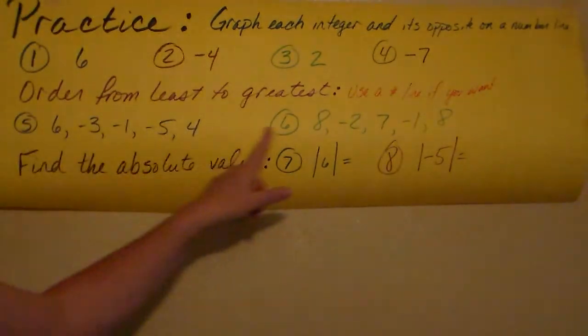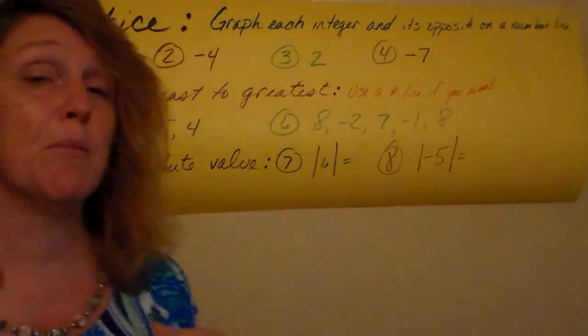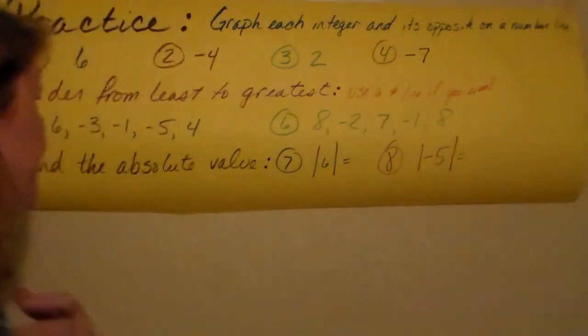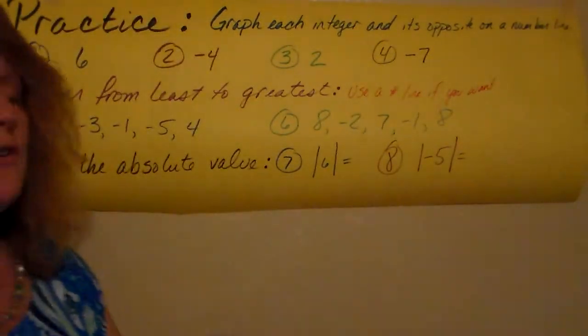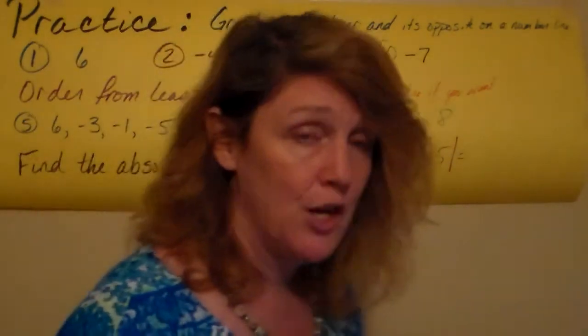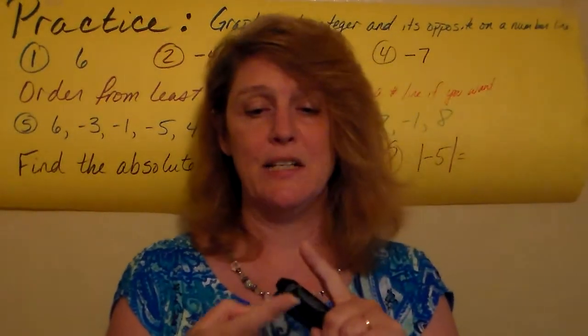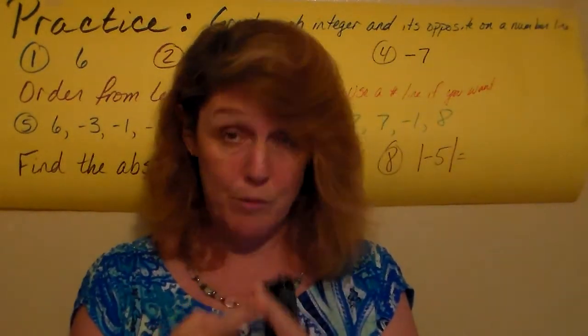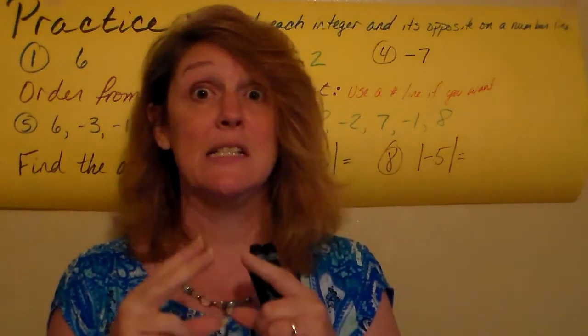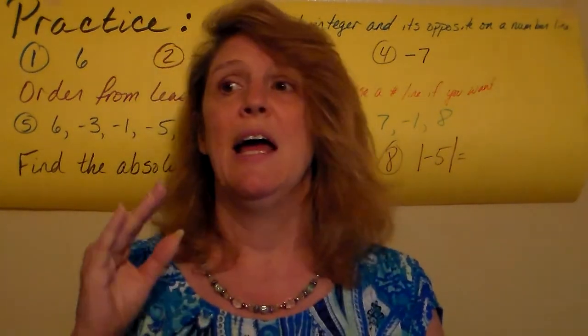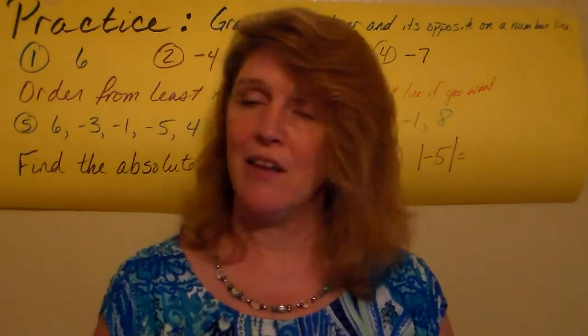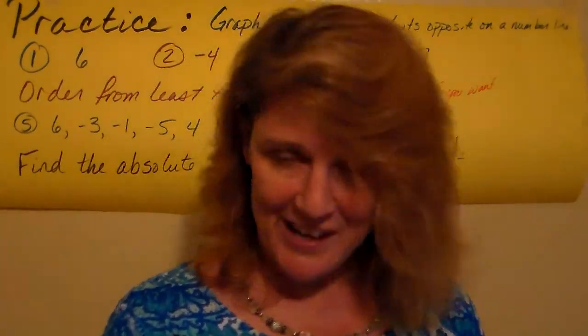I'd like you to order these from least to greatest. You can use a number line if you want to, but you don't have to. And then you're going to find the absolute value of these 2 numbers, okay? Good luck. Please remember, I need a star on the stuff that you're comfortable with. I need hazard symbols where you're not comfortable. And I need you to write down any questions you have so we can get through it and power through our homework, okay? Good luck.